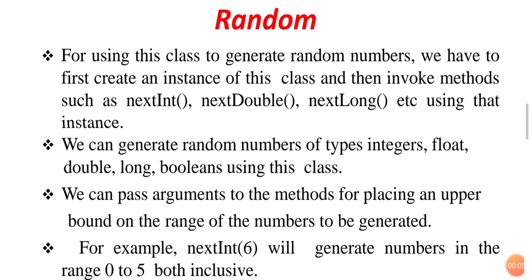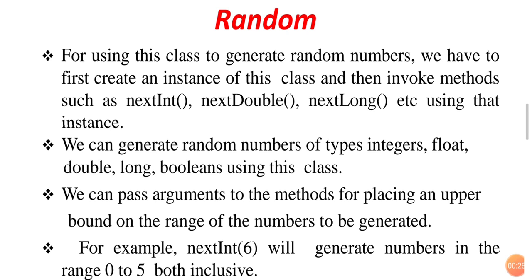Today our Java topic is the Random class. The Random class is used to generate random numbers. To generate the random numbers, first we have to create an instance of the class, or an object of the class, to invoke the predefined methods. The predefined methods are nextInt, nextDouble, nextLong, nextFloat, etc. Using that instance, we can invoke those predefined methods.